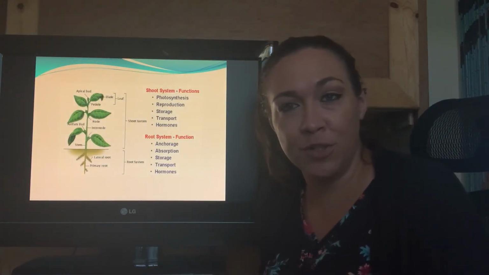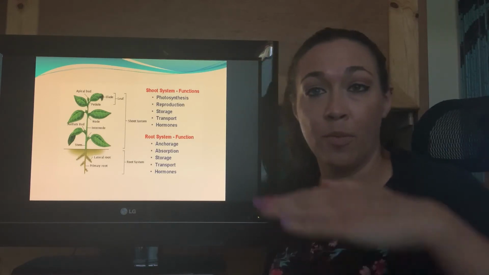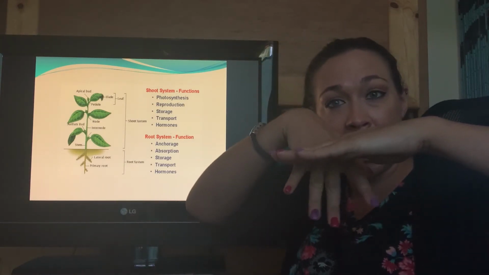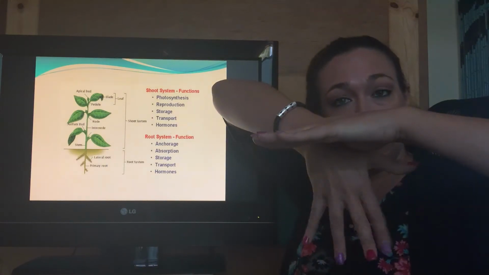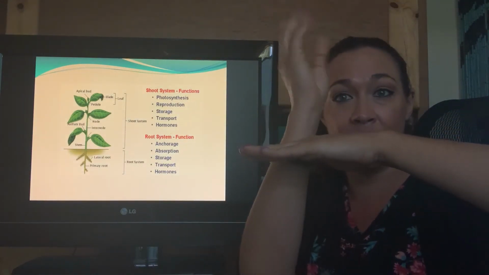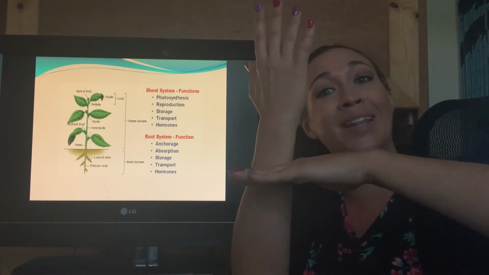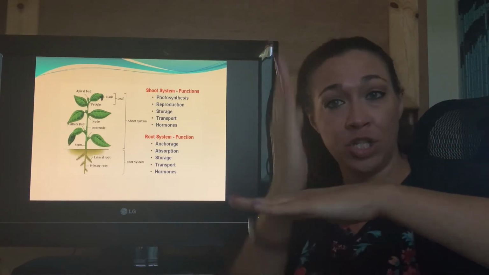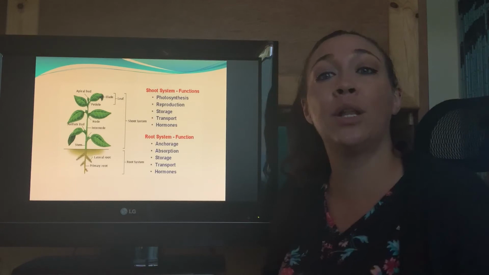Okay, so let's look at the difference between the root system and the shoot system. Remember, as we're growing down, these are the roots. So this is part of our root system. As we're growing up above ground, this is our shoot system. So that's going to be our flower and our actual plant that you see. So shoot system above the ground, root system below the ground.